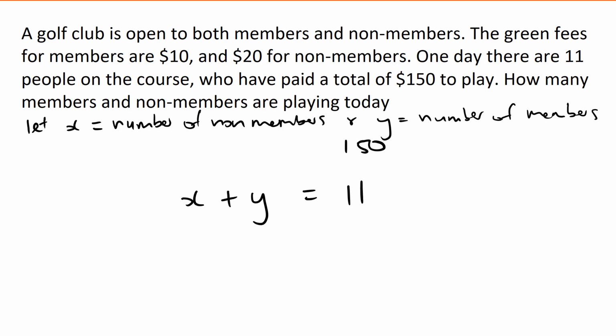How do you make the 150? Add what together? Think about it. Each person, members pay $10, non-members pay $20. So 20x plus 10y is 150. $20 times the number of non-members plus $10 times the number of members is $150.